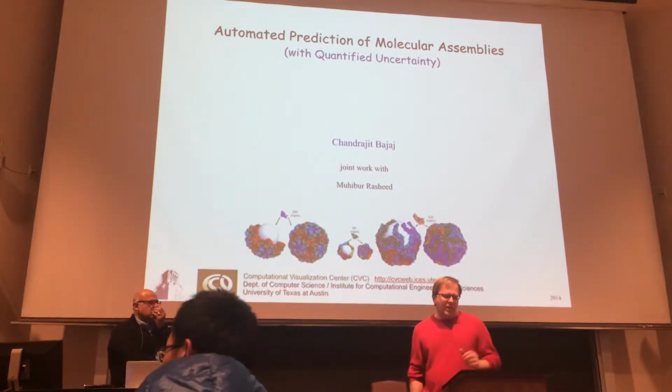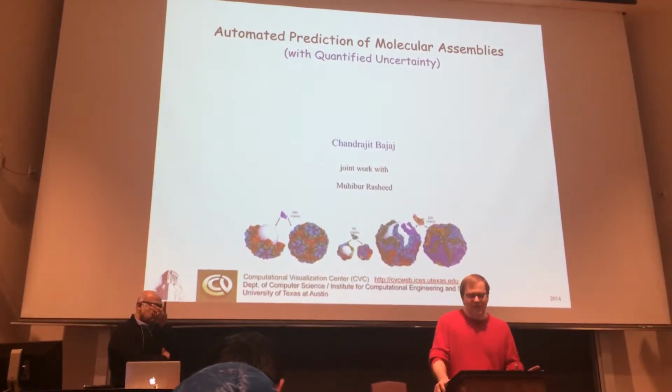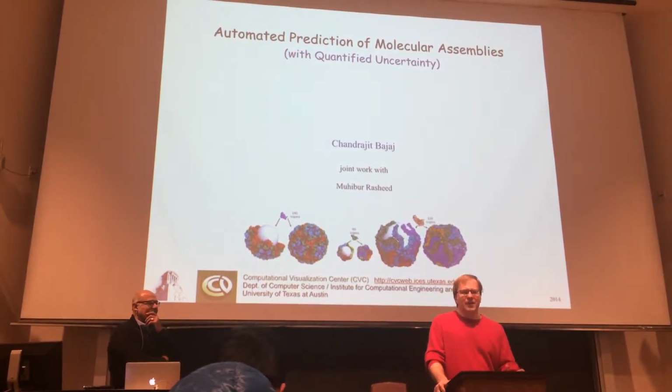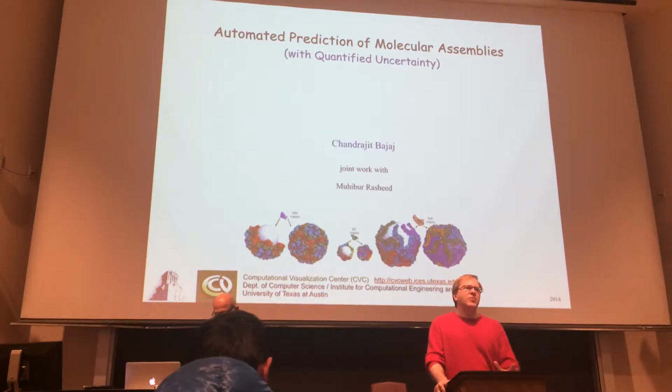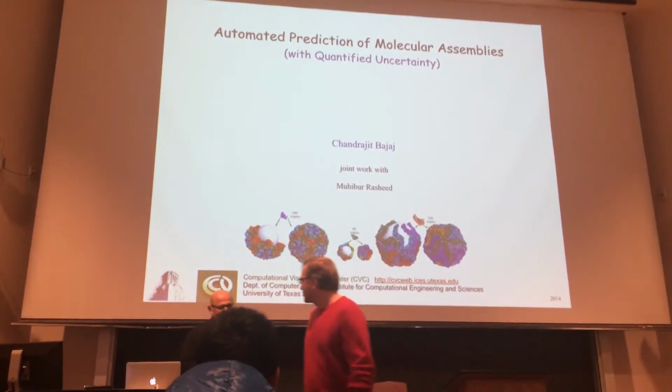Today he will talk about automated prediction of molecular assemblies with quantified uncertainty. And I should say that these things are inherently difficult to predict, inherently uncertain. So the fact that you can quantify this uncertainty is even more impressive. And with this, the floor goes to Chandrajit.